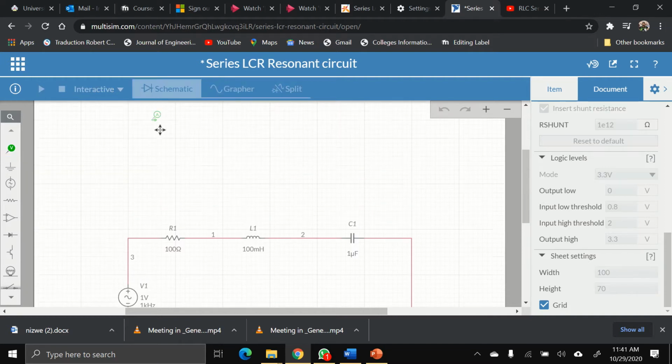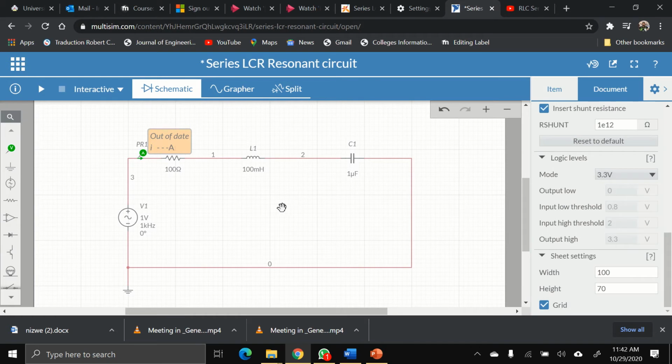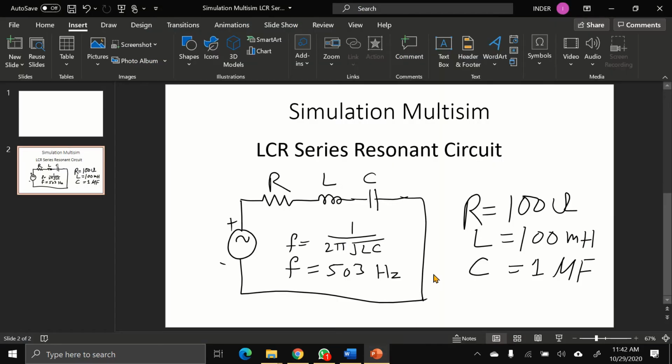I will connect one ammeter here, because of how we find the resonant frequency in the circuit. I will give some frequency, check how much current is passing, then change the frequency and again check how much current is passing. At one frequency the current is maximum. I have already calculated that the resonant frequency is close to 500. I know this because I did the calculations.